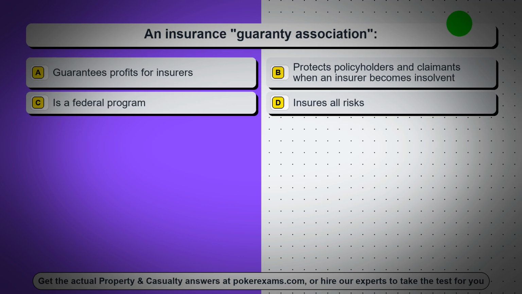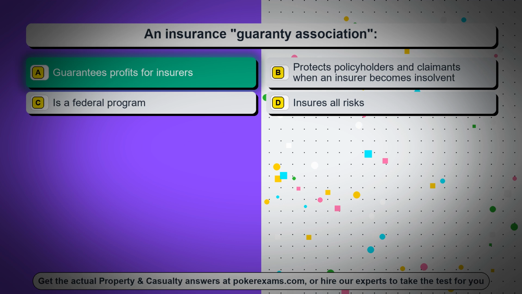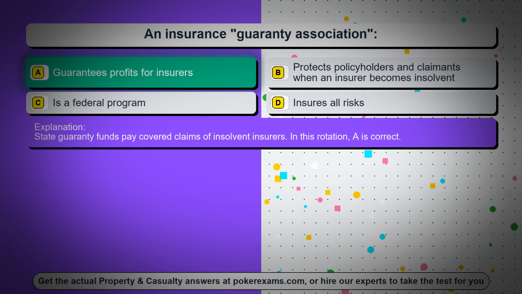Question 12. An insurance guarantee association. Option A guarantees profits for insurers. Option B protects policyholders and claimants when an insurer becomes insolvent. Option C is a federal program. Option D insures all risks. The correct answer is option A, guarantees profits for insurers. State guarantee funds pay covered claims of insolvent insurers. In this rotation, A is correct.